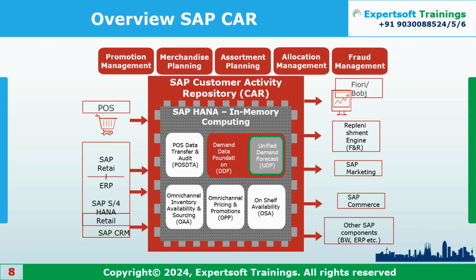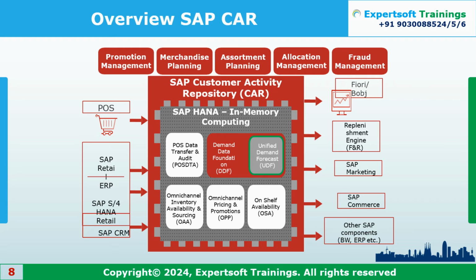I can do merchandise planning, assortment, and which store. So first I decide which product I'm going to sell and where I'm going to sell. So, in detail, which store and how much. So those kinds of high level activities are also possible, because the data is available within CAR. That is why the businesses are in a position to do all those planning activities within CAR.